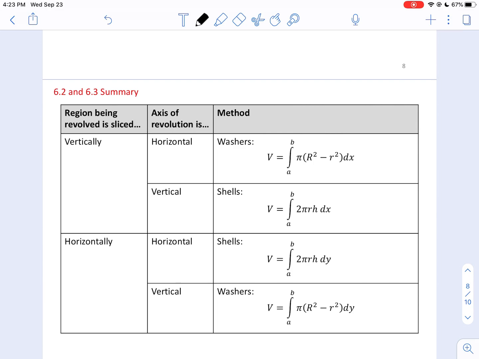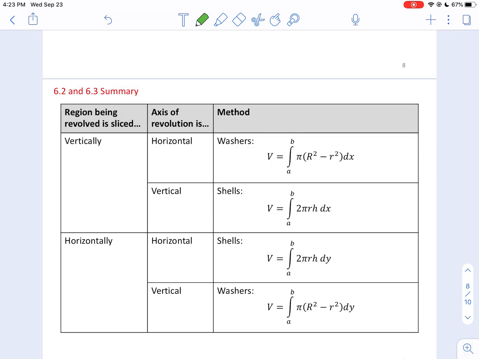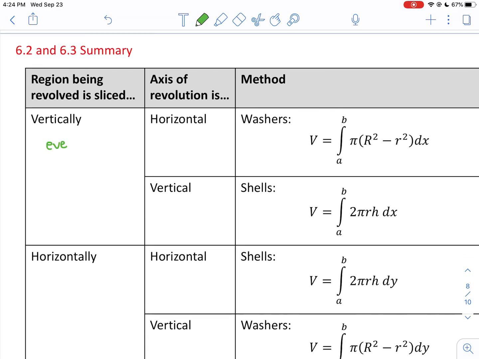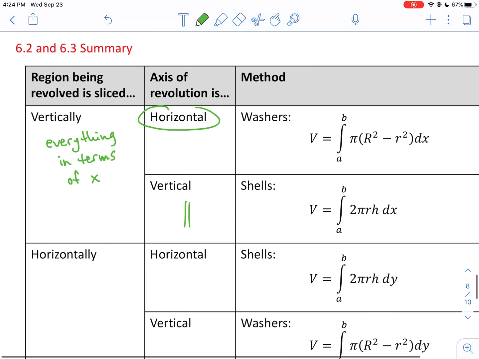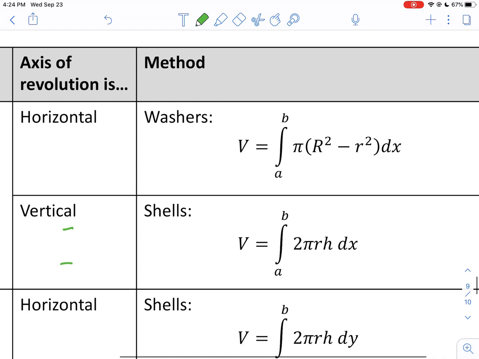If you decide that you're going to do everything vertically, then everything will be in terms of x, because your vertical strips will have a width of dx. If the axis of revolution is not vertical though, so it's horizontal, imagine you're doing a vertical strip like this, and you're revolving it around a horizontal axis of revolution. When you take this strip and revolve it around there, it's going to make the shape of washers. Hence, our flowchart takes us to washers. Then our formula for washers is integral from a to b pi big R squared minus little r squared dx.